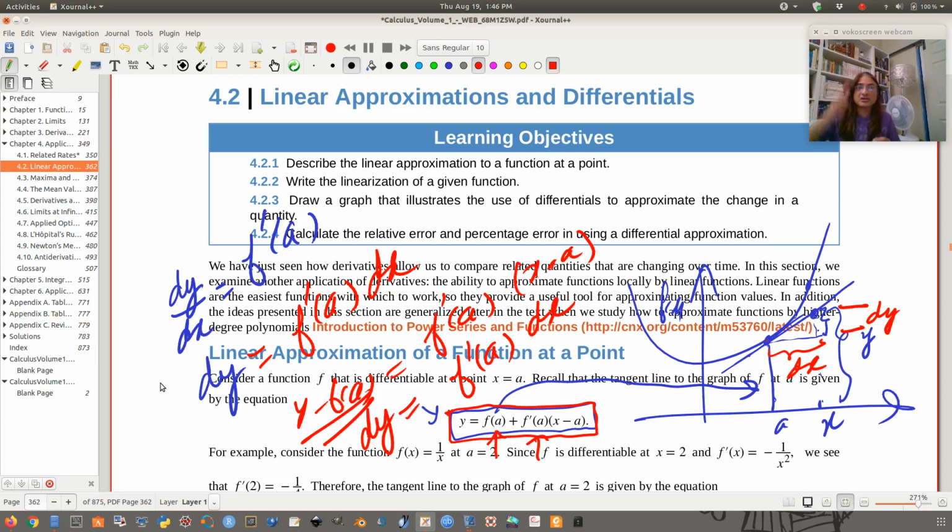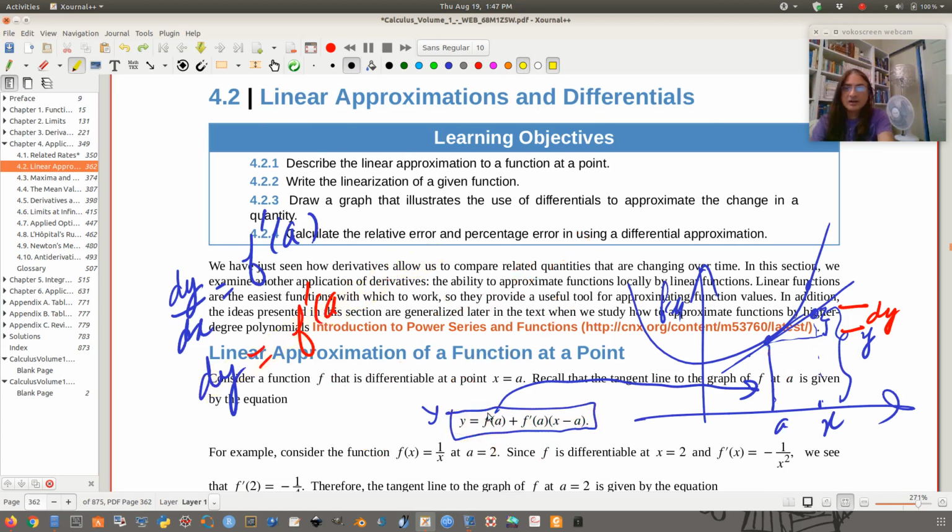Note that dy over dx is not dividing dy by dx when you write dy by dx, because that is just the notation for derivative, Leibniz notation. However, when we write dy, then we mean this differential. So we have the linear approximation of the function given here, and we have the differential given here. That's basically the entire section. We will just do examples of both of these.